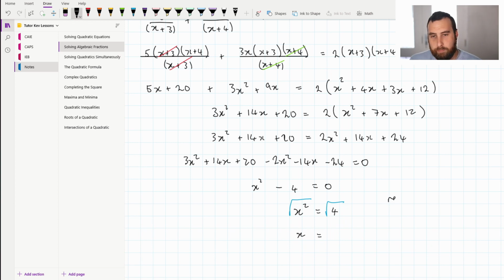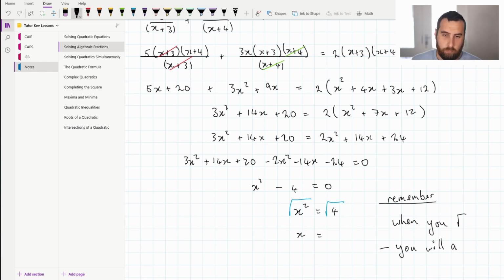But remember, this is pretty important. When you square root, you'll always get a positive and a negative root. Okay, so that means we actually get two answers here. We get plus or minus 2, because that's what the square root of 4 is. 2 times 2 is 4, and minus 2 times minus 2 is also equal to 4.